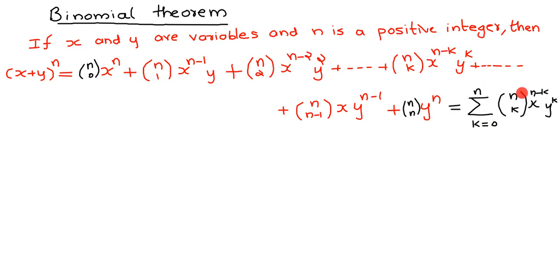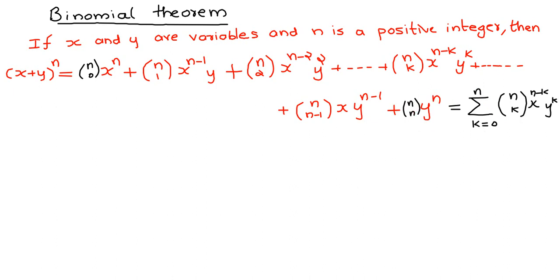Next, substituting k is equal to 1 here, we get the second term. Substituting k is equal to 2 here, we get the third term, etc. Last, substituting k is equal to n minus 1, we get this term. And substituting k is equal to n here, we get the last term. This is the binomial theorem.